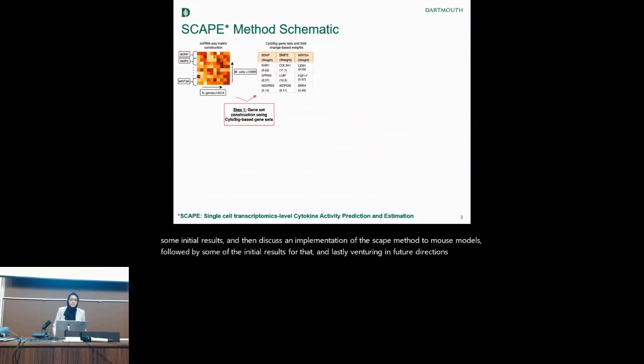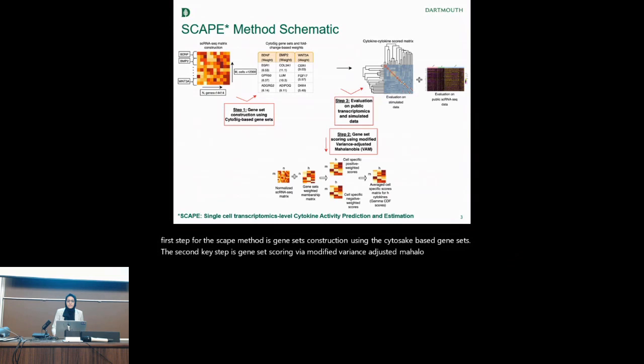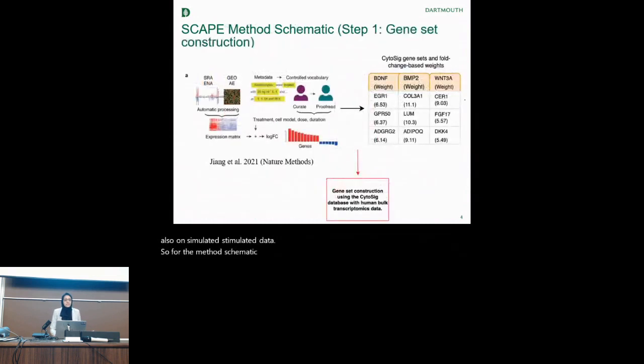So the first step for the SCAPE method is gene set construction using the Cytosig-based gene sets. The second key step is gene set scoring via a modified variance-adjusted Mahalanobis method, VAM. And third, we are providing an extensive evaluation on both public transcriptomics data and also on stimulated data. So for the method schematic, the first step is gene set construction.